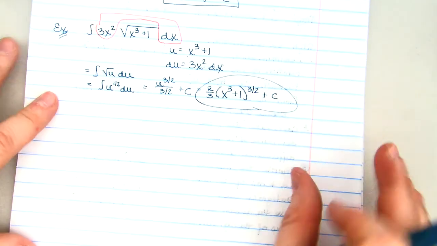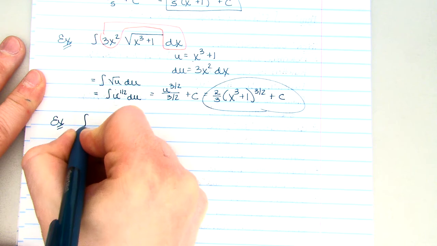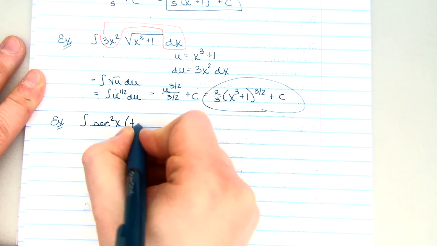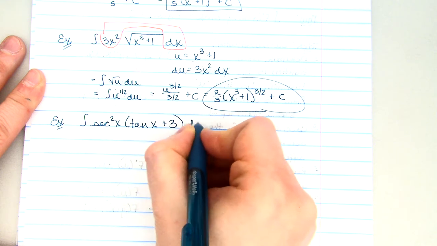One more like this, and then we're going to make them more involved. Let's take a look at the integral of the secant squared of x times the tangent of x plus 3 dx.